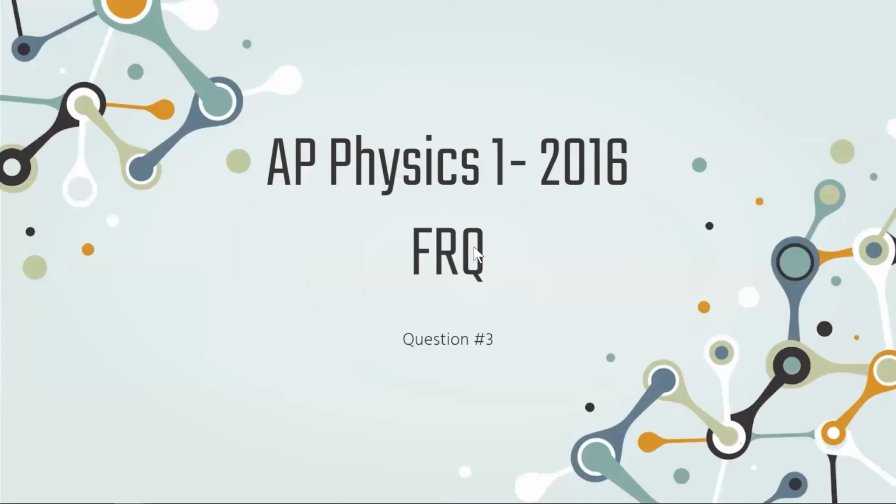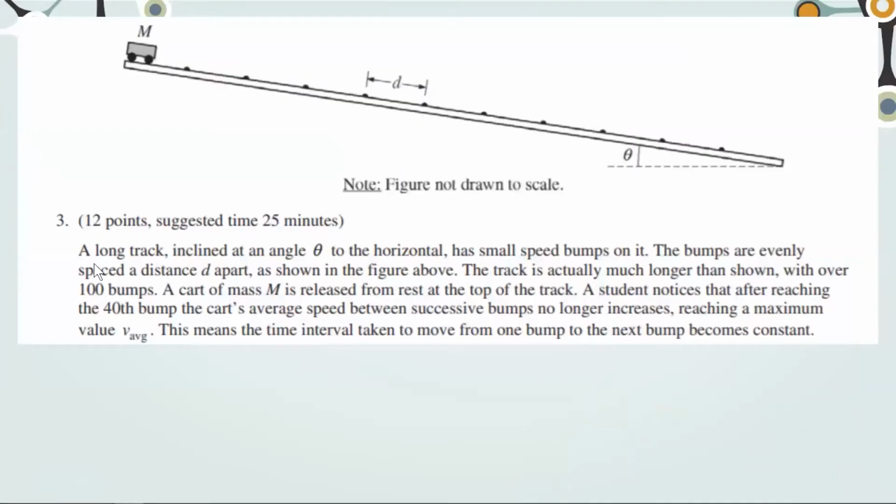2016 AP Physics 1 free response, question number 3. A long track, inclined at an angle theta to the horizontal, has small speed bumps on it. The bumps are evenly spaced a distance d apart, as shown in the figure above. The track is actually much longer than shown, with over 100 bumps. A cart of mass m is released from rest at the top of the track.